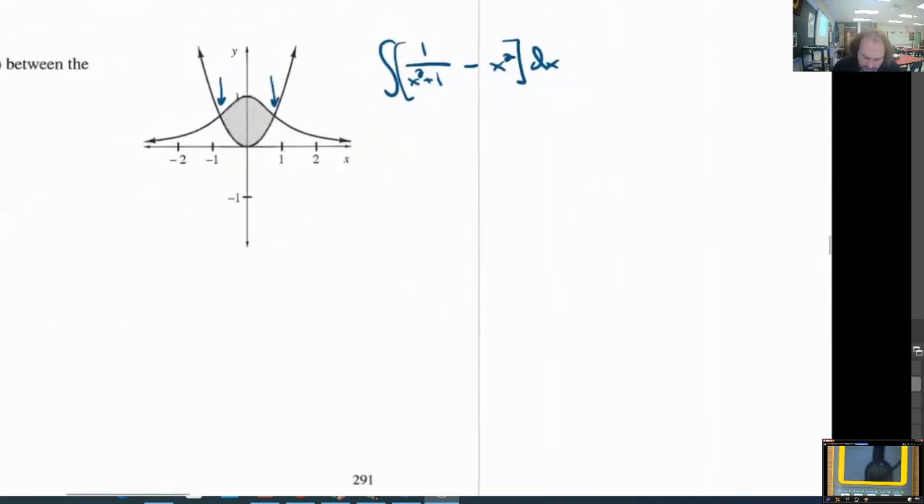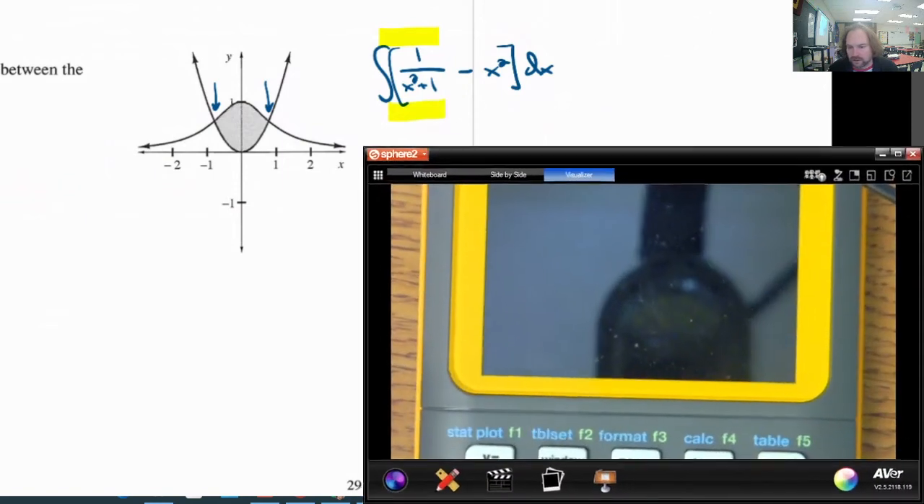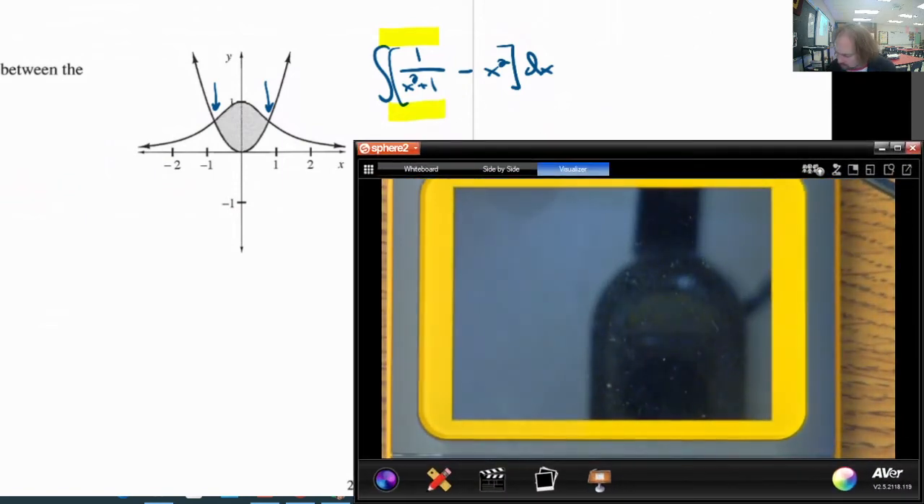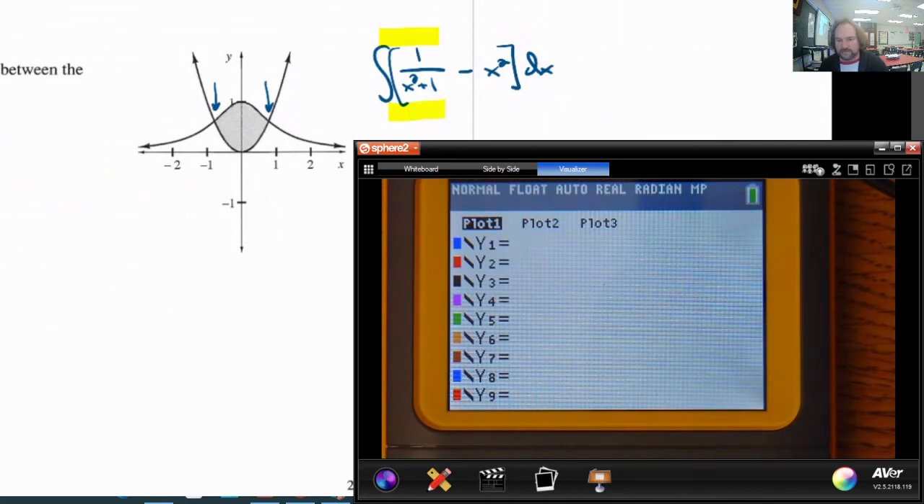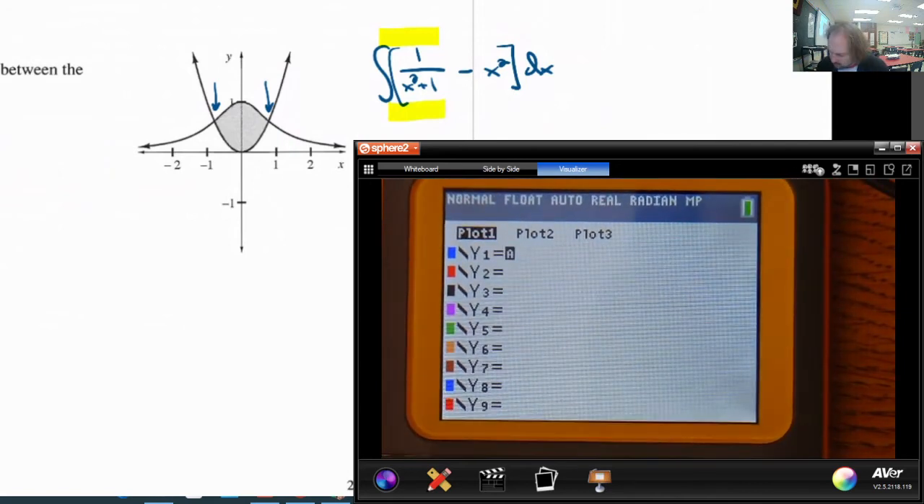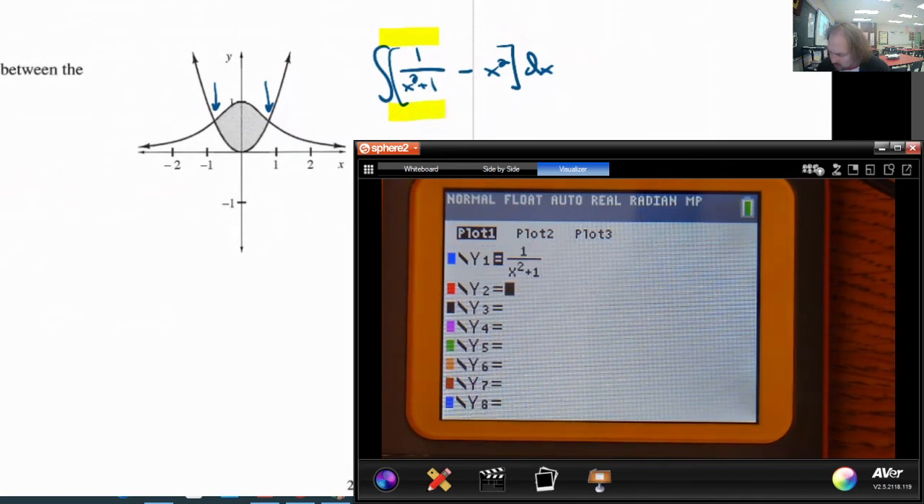So let's figure out what the bounds of this integral are going to be. I suspect they are not nice whole numbers, so let's let the calculator do all of the work for us in this problem. First thing we need to do, let's go back to the basics here. Let's go ahead and graph our general formulas. We have 1 over x squared plus 1, and then we also have x squared.